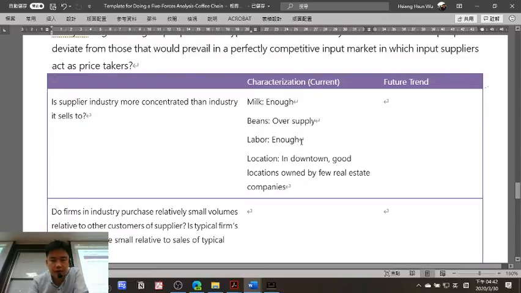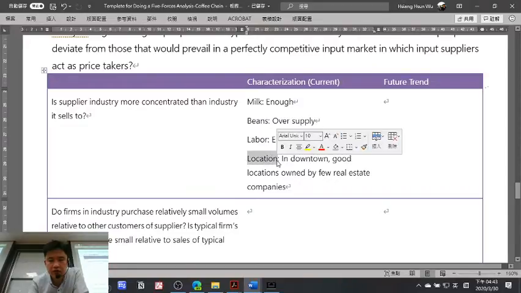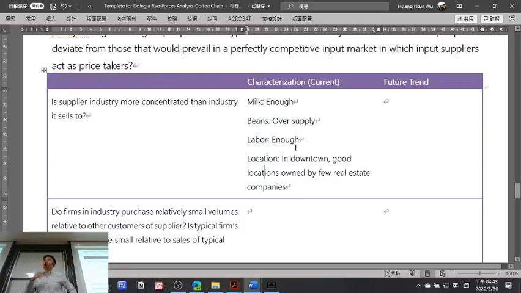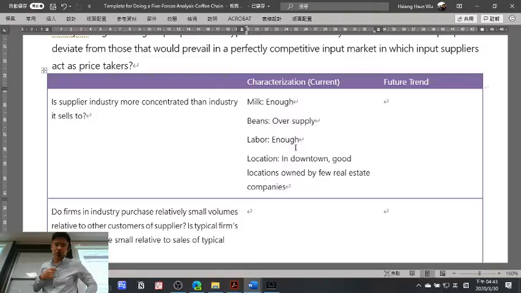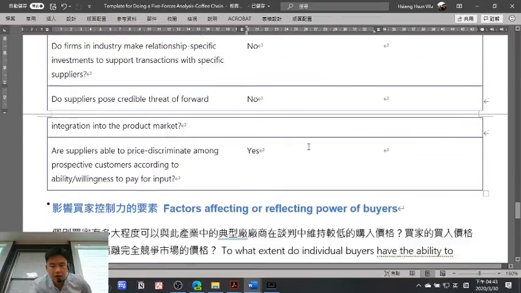And for others, you will see that we have plenty of labor supply. And some good locations. Probably you have the problem to get a good location, especially in downtown. It's not easy to get a good location. So we see that probably the location is the biggest threat to coffee chain stores. How do they get this cheap location? It is the key success factor of the chain business.